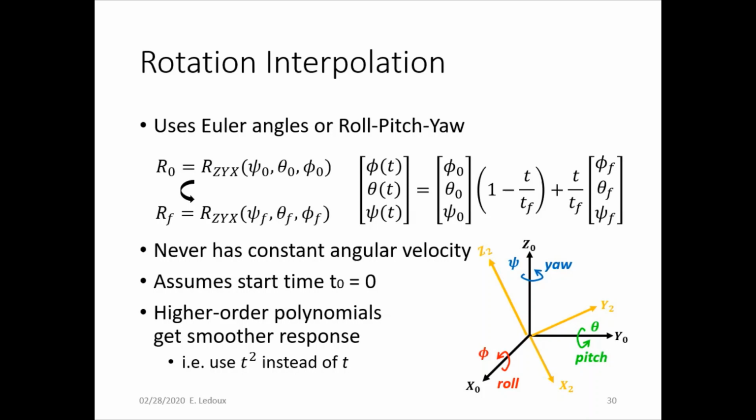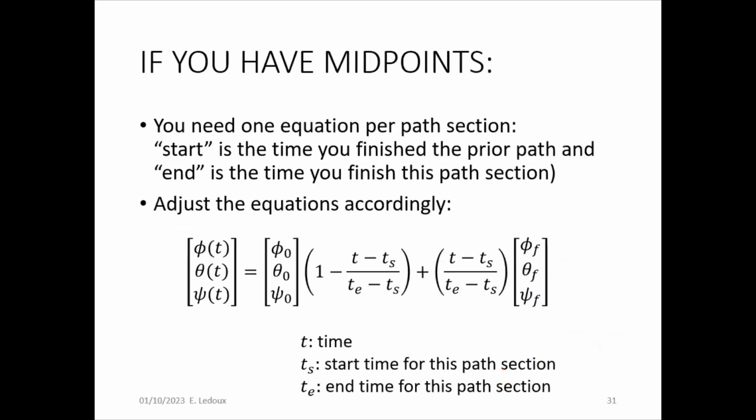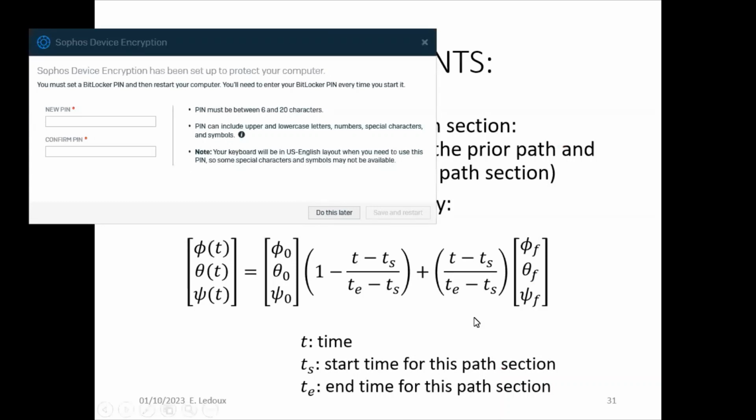Now, the one shown is linear. You can see that t is just by itself to the first power. But if you wanted a smoother response, you could use t squared or t to the third power and so on. It makes the equation a lot more complicated. Now, this is only for a starting position to an ending position, one continuous path. If you have midpoints on your path, you need one equation per path section.